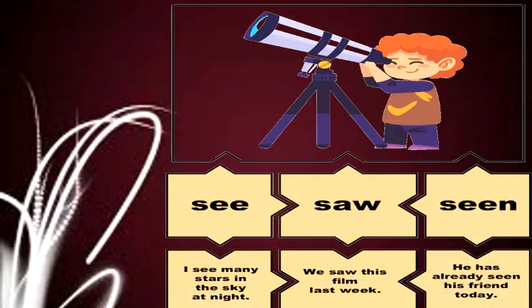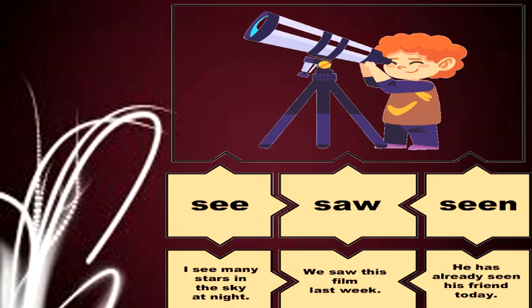Next we have see, saw, seen. The first form is see, which is used in the sentence, I see many stars in the sky at night. This is simple present tense. The second form of the verb is saw. We saw this film last week. This is simple past tense.